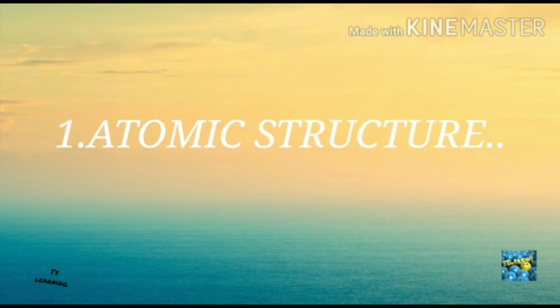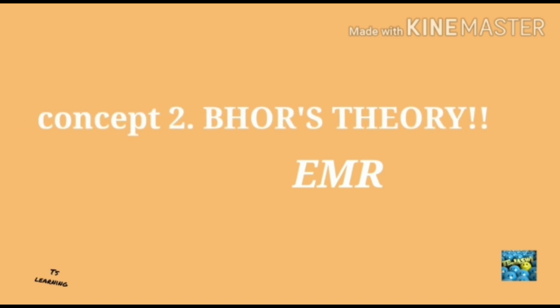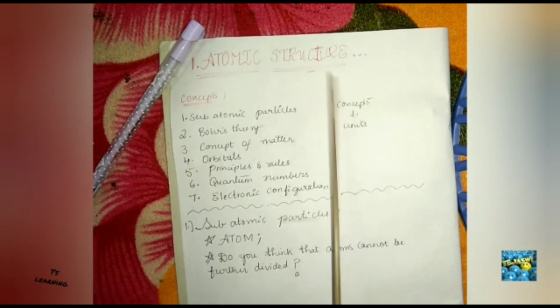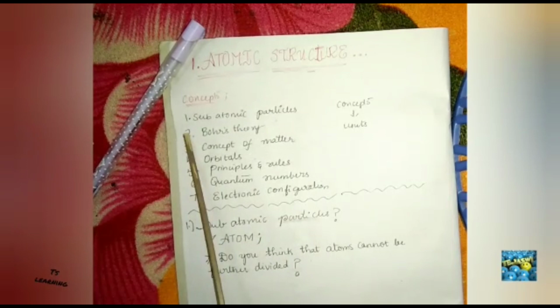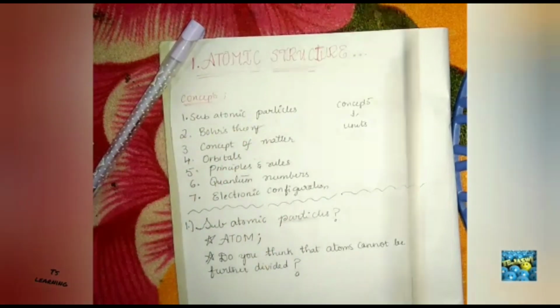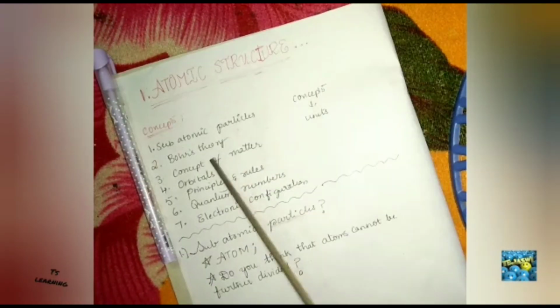The previous video is to be continued from this video. Now we are in the first chapter, atomic structure, concept 2. In concept 2, we will talk about Bohr's theory and EMR. The chemistry chapter is atomic structure. Concept 1 is subatomic particles, so we will complete that one. Next we are entering into the second concept, that is Bohr's theory. Along with Bohr's theory, we will also deal with the EMR concept.